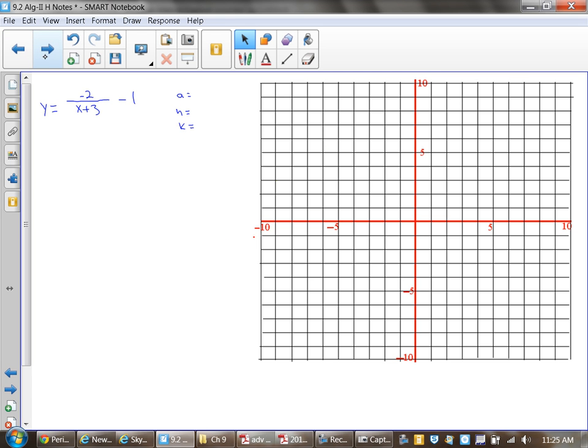So let's look at this on a graph. a is -2, h is -3, k is -1. Same problem, looking at it graphically.